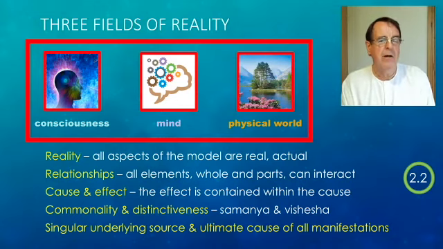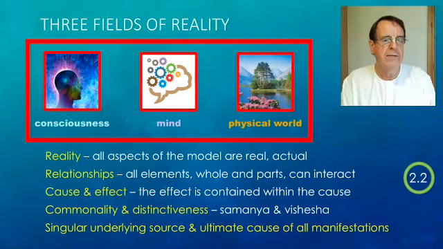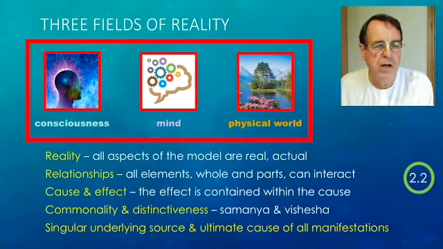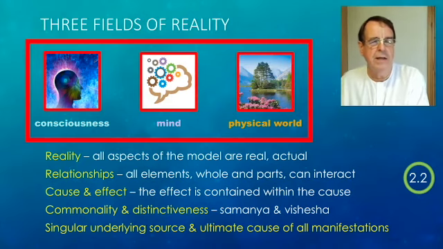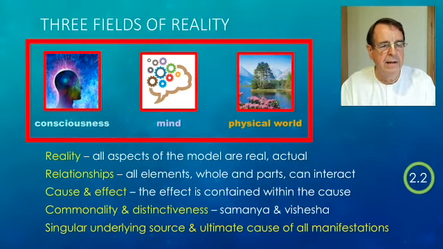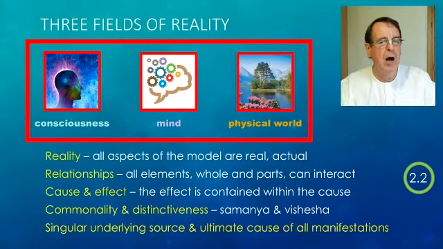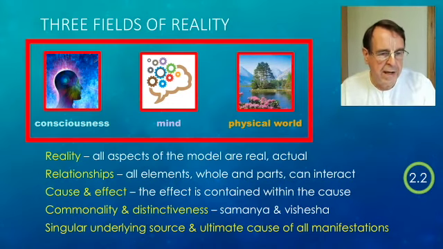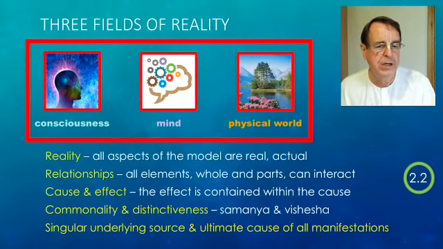All aspects of the model are real and actual. Some people say, well, consciousness is real, therefore mind maybe not, or the physical world's not. Or they say the physical world's the only thing that's real, mind maybe not. No. We say consciousness, mind, and the physical world are real, they are actual. And they have relationships. Because they are elements of a bigger reality, they can interact. And we talk about the cause and effect relationship between them.